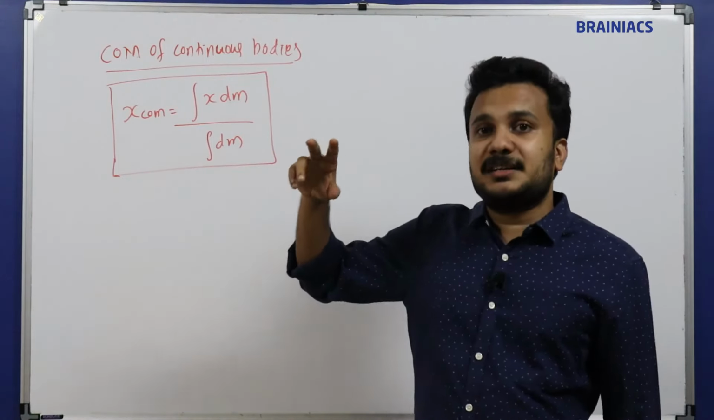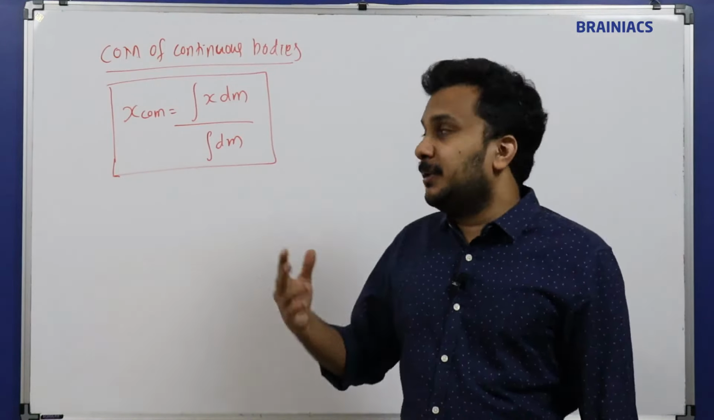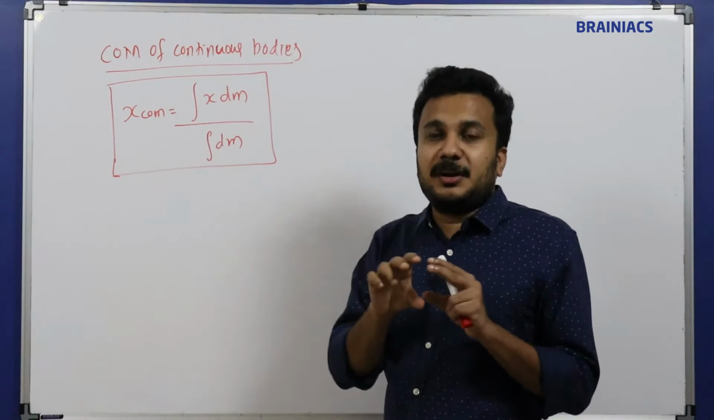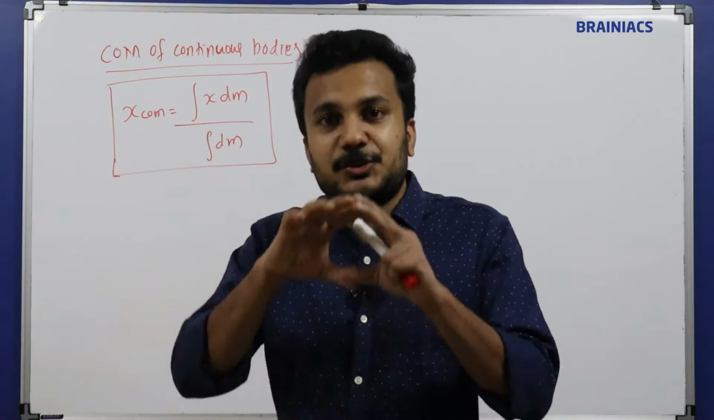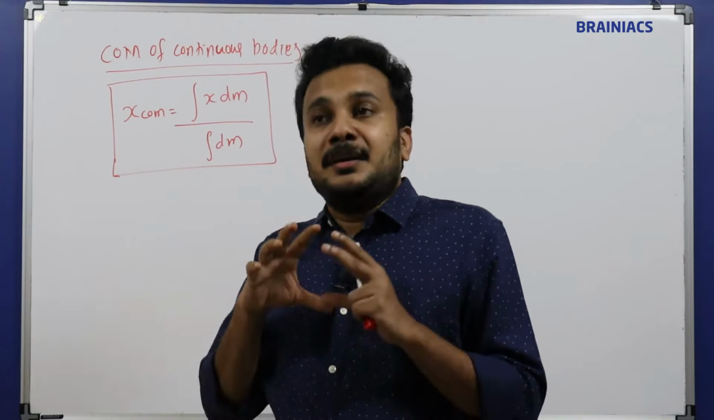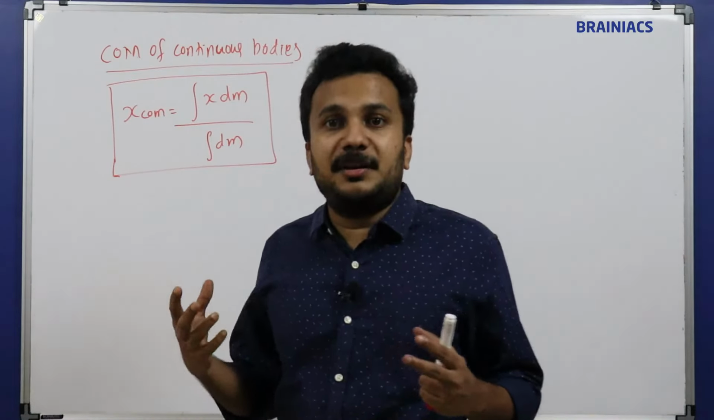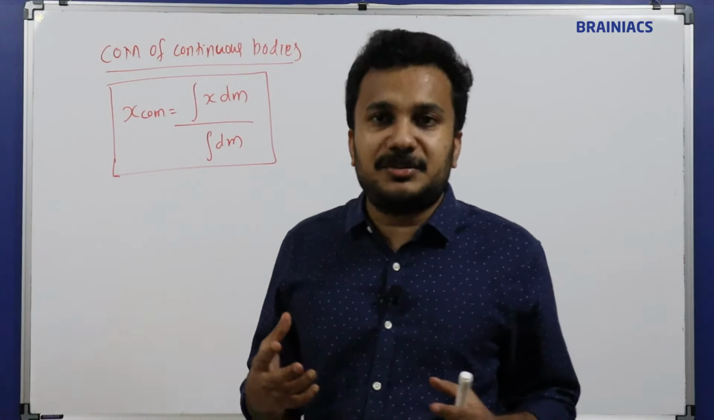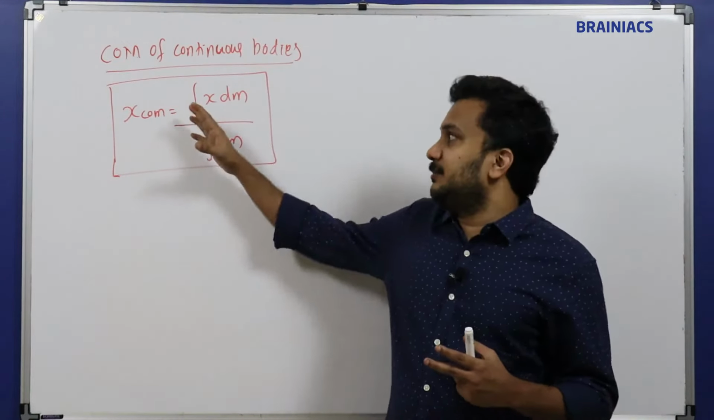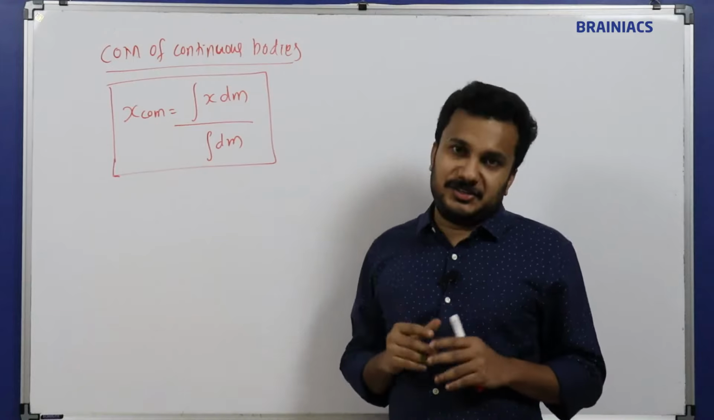In previous cases we have the sigma formula, but now, because of a continuous body, for example a rod, sphere, or cylinder, all these are continuous bodies, where if I ask you how many particles are there, you cannot say a particular number. That's why we use integration in such cases.